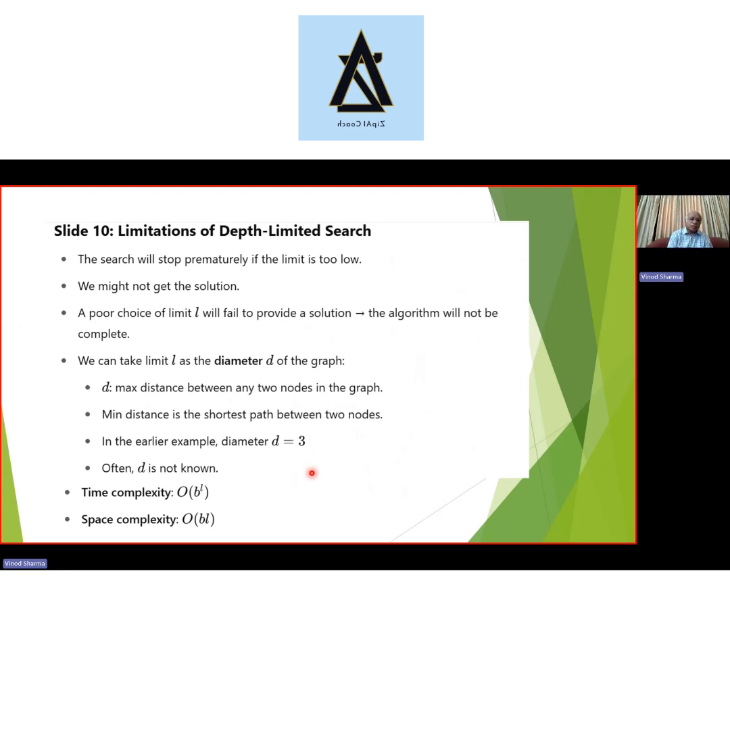However, in practice, the graph may be very large, and then it may be very difficult to find the diameter D of the graph, and then you may not be able to do this. The time complexity of this algorithm is of the order of b raised to power L. b is the number of branches from each node, and L is the limit that we choose. Space complexity is of the order of b times L.